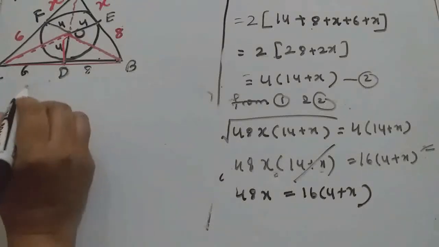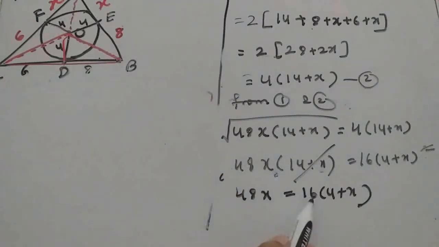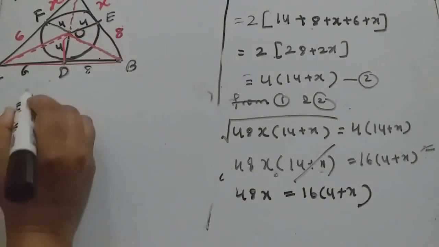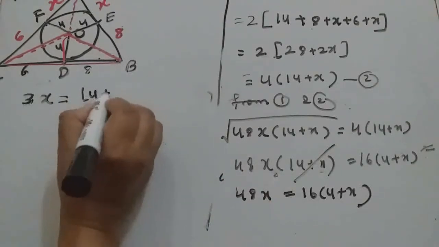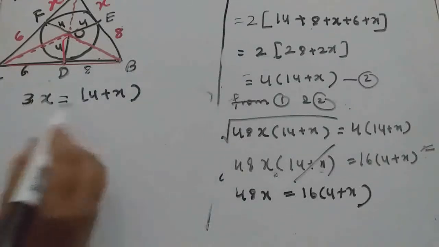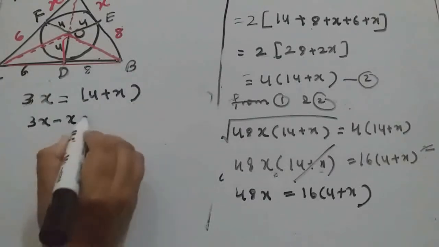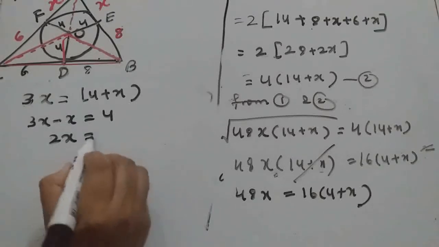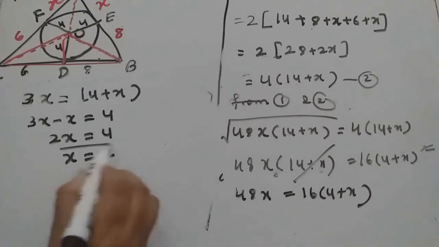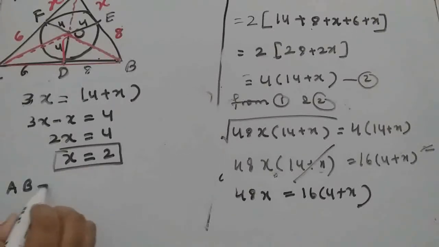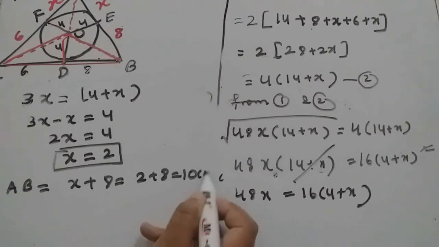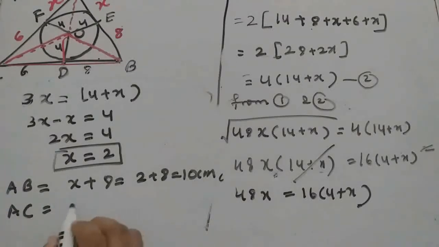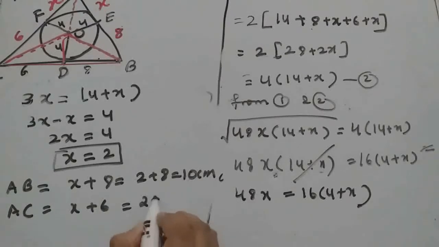So we can write this: 16 we can cancel, 48 we can cancel from 16. So 3x we can write here. Okay, and 4 plus x. So this x will come this side. So 2x is equal to 4. So x will be 2. So AB length will be x plus 8, that is 2 plus 8, 10. And AC length is 6 plus x, that is 2 plus 6, 8.